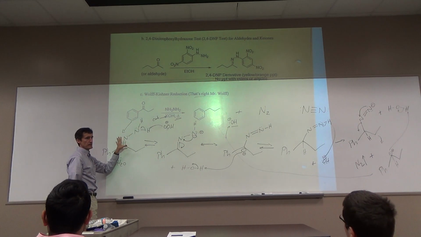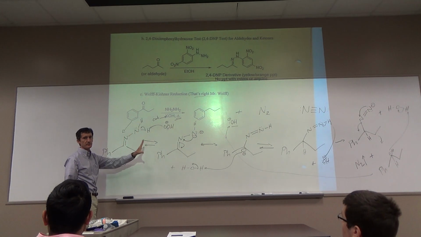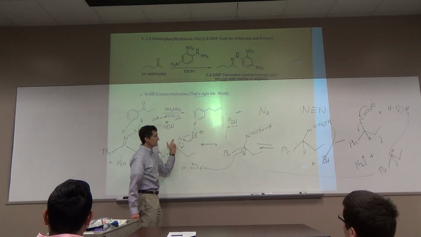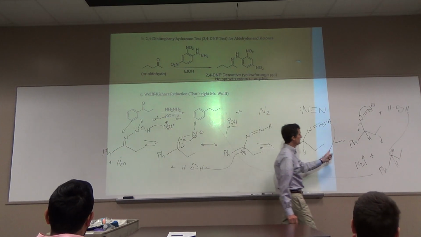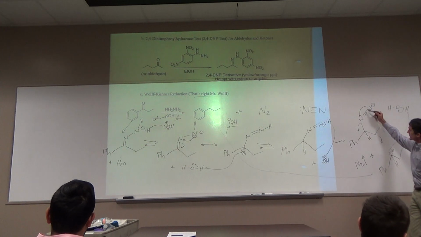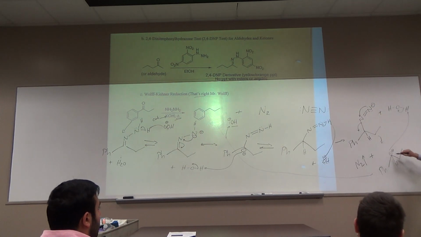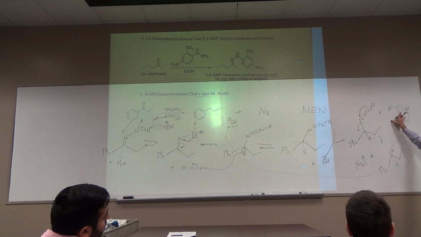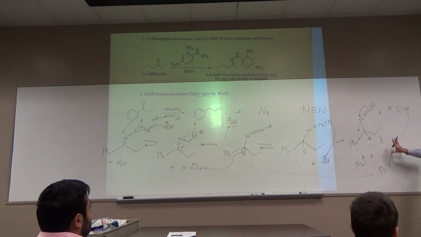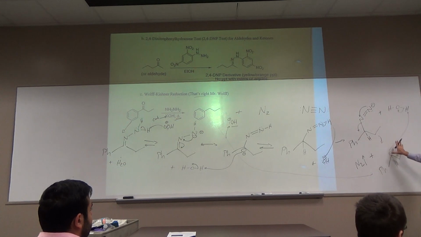Make hydrazone, and then it's a series of acid-base. Take proton off, put it back on. Take proton off. Right here may be the rate determining step, expelling this carbanion. As soon as it comes, it's going to take a proton from water. This is probably the difficult step here.